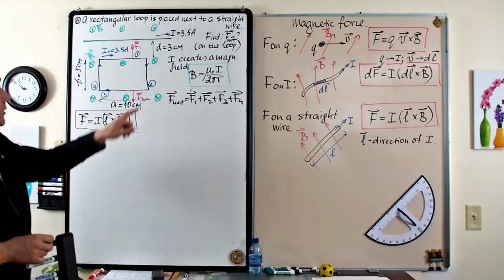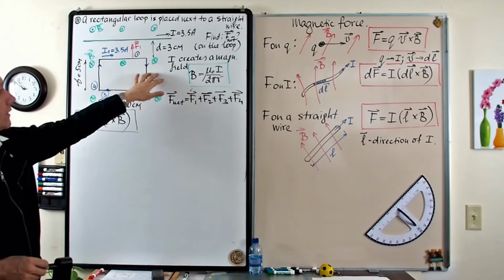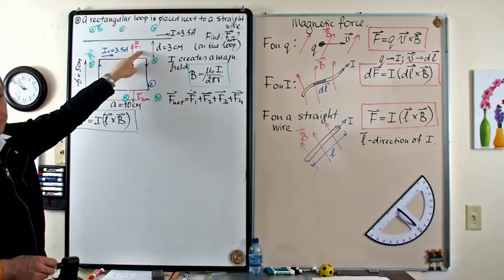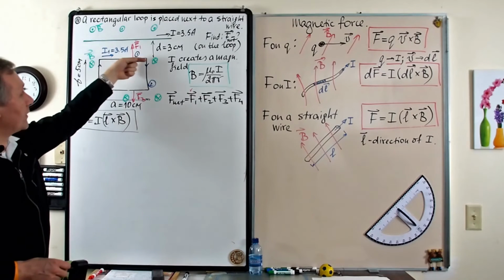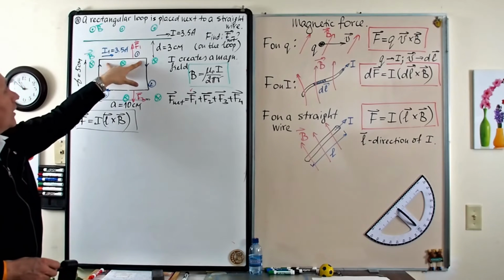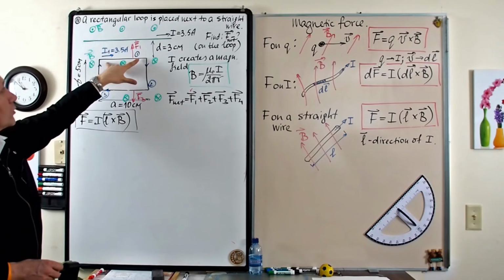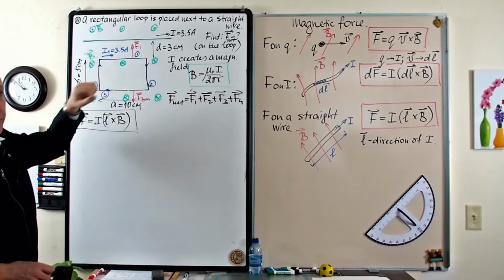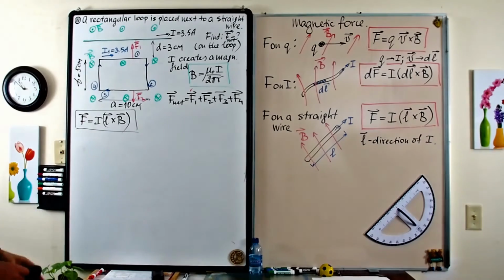Okay, now let's look at F2 and F3. Actually, before we start, obviously force F1 must be larger than force F3, because this piece of loop is positioned closer to the source of the magnetic field, so it is exposed to a stronger magnetic field. As a result, the magnetic force is stronger than here.